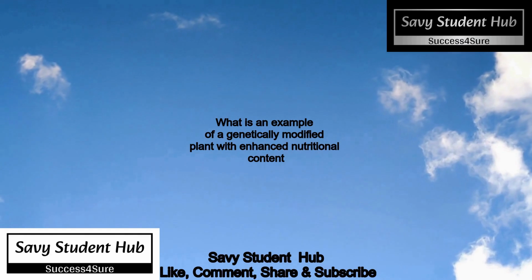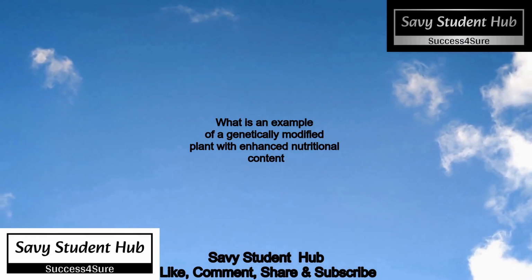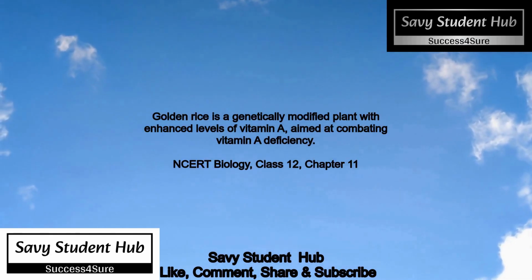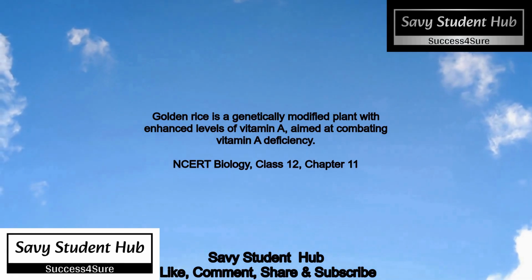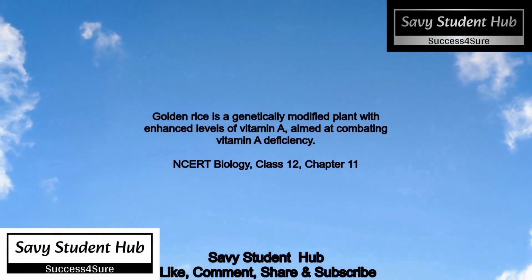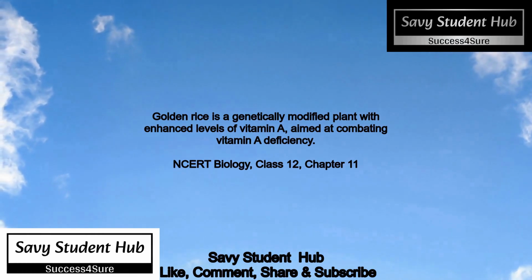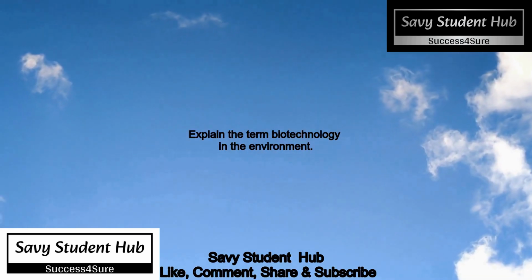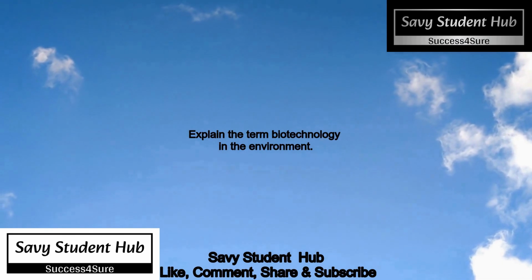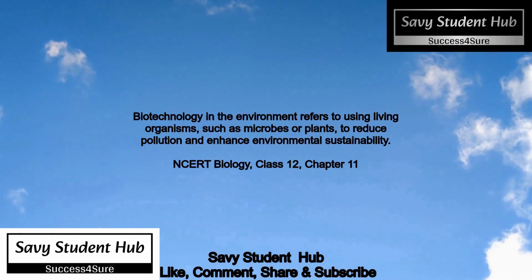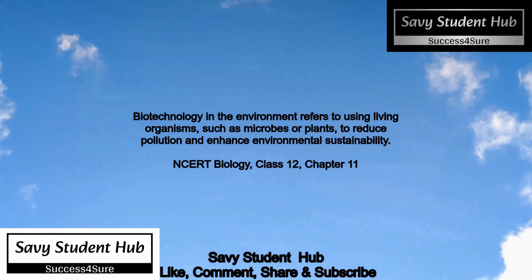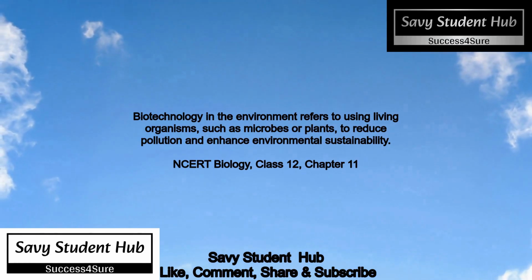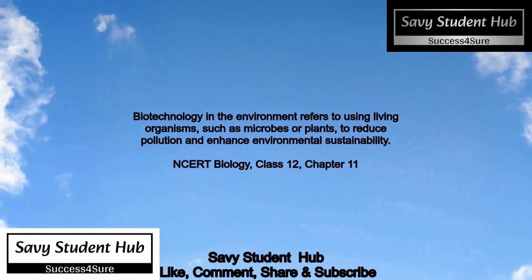What is an example of a genetically modified plant with enhanced nutritional content? Golden rice is a genetically modified plant with enhanced levels of vitamin A, aimed at combating vitamin A deficiency. Explain the term biotechnology in the environment. Biotechnology in the environment refers to using living organisms, such as microbes or plants, to reduce pollution and enhance environmental sustainability.